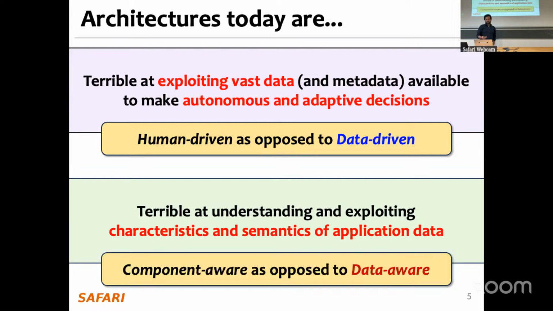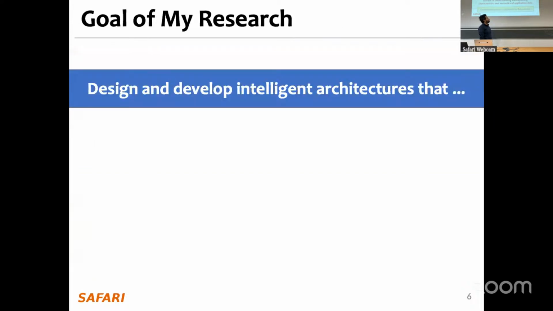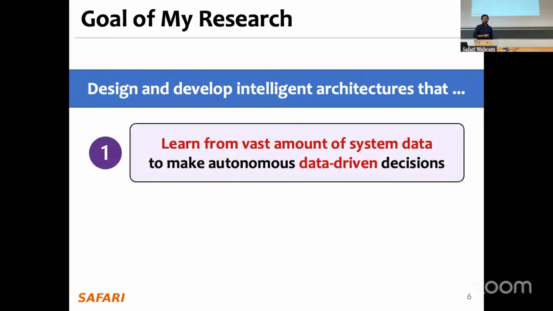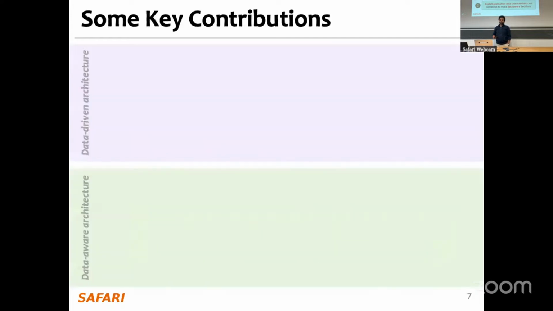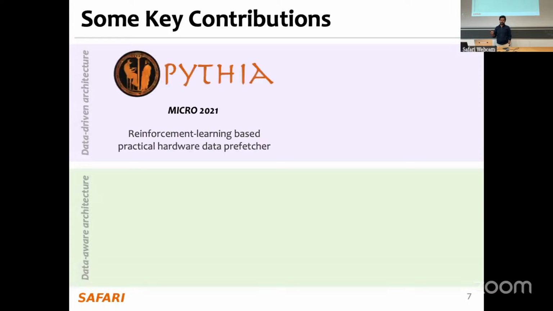So with that said, the goal of my research is to design and develop architectures that have two broad classes of characteristics. They can learn from a vast amount of system data to make autonomous, data-driven decisions, and they can exploit data characteristics and semantics to make data-aware decisions. These are some key contributions of the research that we are leading here.